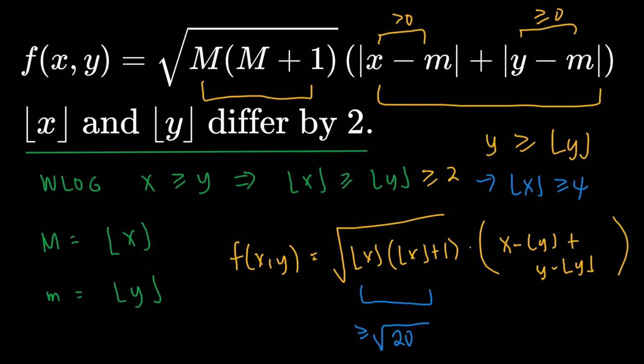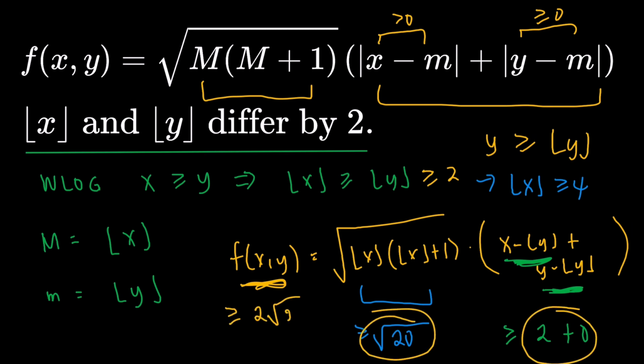Next, I could take a look at x minus floor of y. Now, floor of x being greater than or equal to 4 tells me x is at least 4. So the green part, the x minus floor y part, is going to be greater than or equal to 2. Now, obviously the y minus floor y part is greater than or equal to 0. But you guys can see the point. I just used bounding here, so the equalities might not hold. But from my observation, f of x, y here is going to be greater than or equal to square root of 20 times 2.